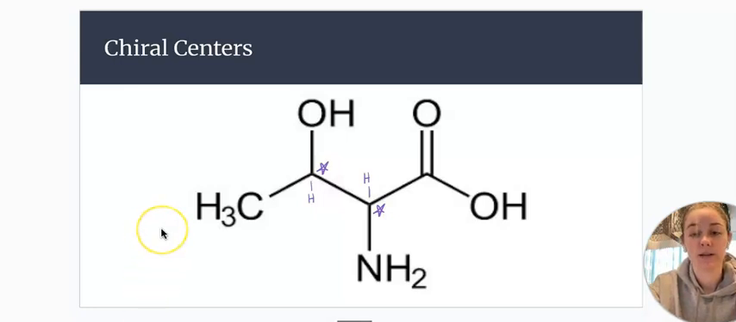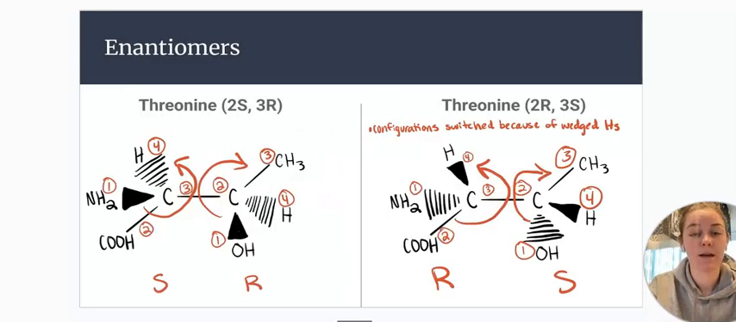I labeled my chiral centers with a purple asterisk at carbon 2 and carbon 3 because each has 4 different groups around that carbon. And 2 chiral centers could mean that it is chiral or achiral, but we know it's chiral because there is no line of symmetry and it's non-superimposable.